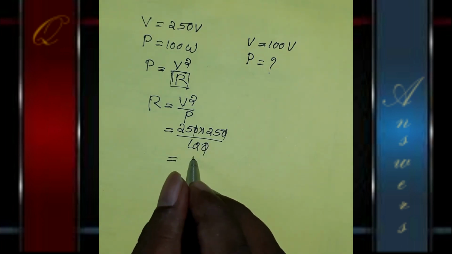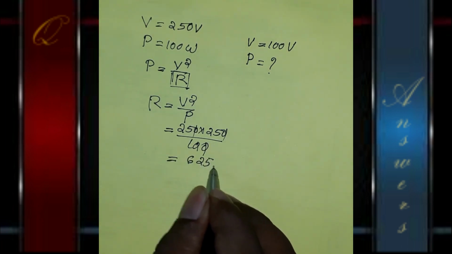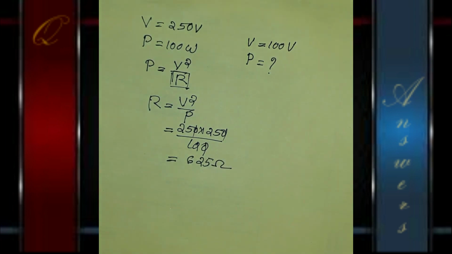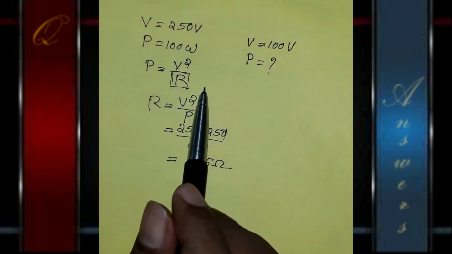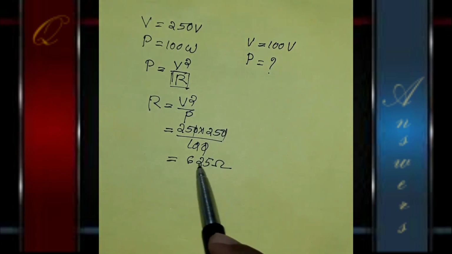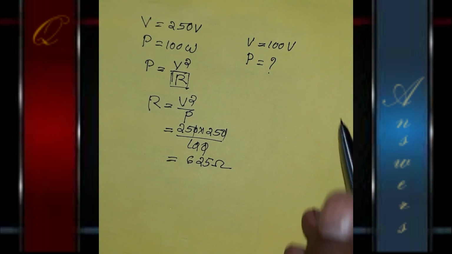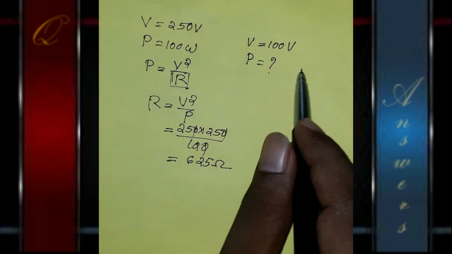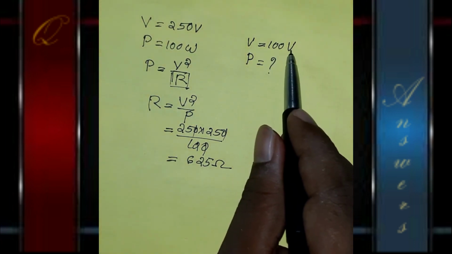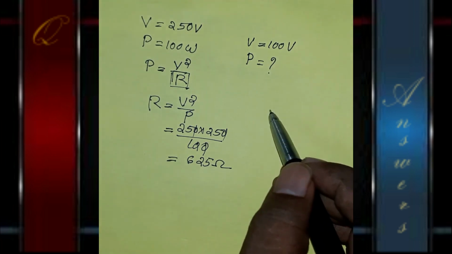The resistance is 625 ohm. So this is the resistance of this bulb, this lamp, which will not be varying under any conditions. Now the question comes, if you are supplying here 100 volt, what will be the power delivered?